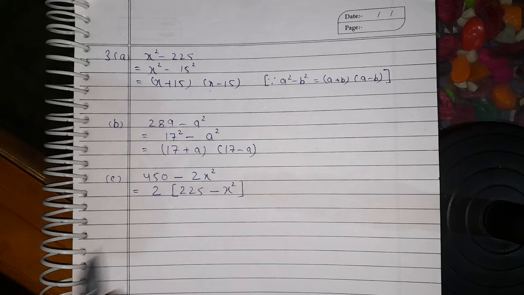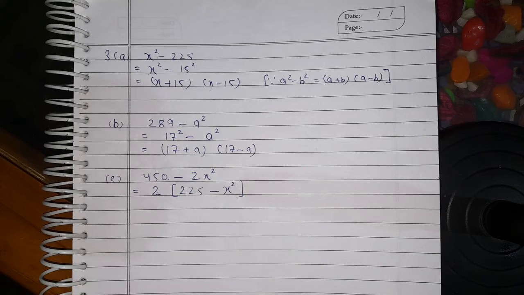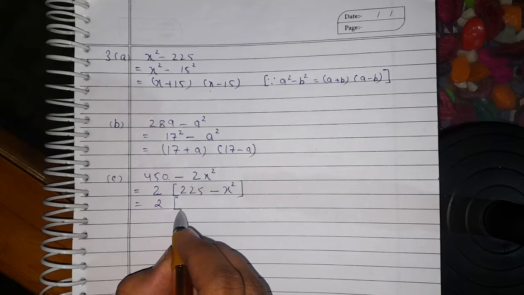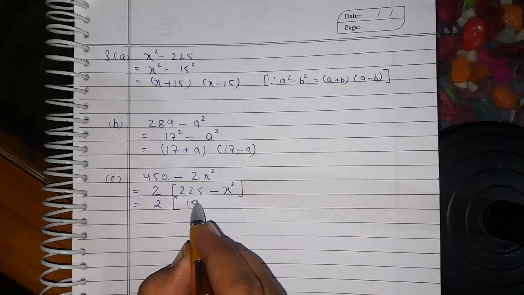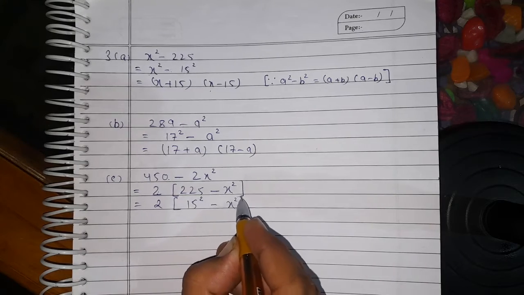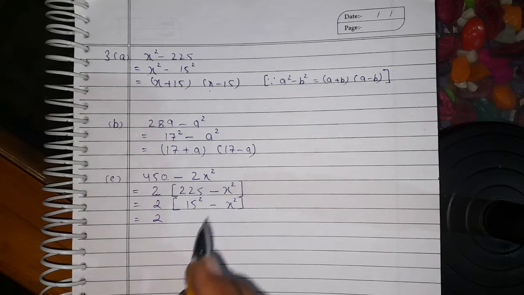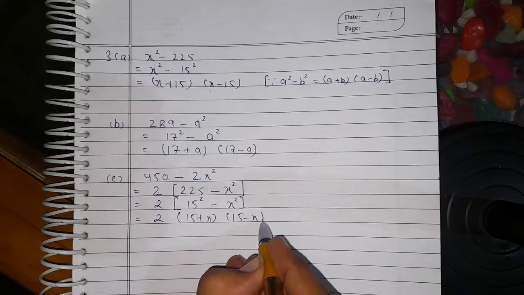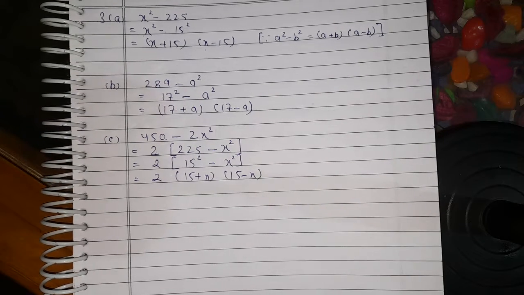Now I can cross check it. 2 multiply 225 is 450, 2 multiply x square is 2x square. It means our common taking procedure is right. Now 2 as it is. Look at the remaining part very carefully. 225 is the square of 15 and x square is the square of x. Here 2 as it is, a square minus b square. Like the above questions, it becomes (a plus b)(a minus b). This is the important part. I hope you understand the question.